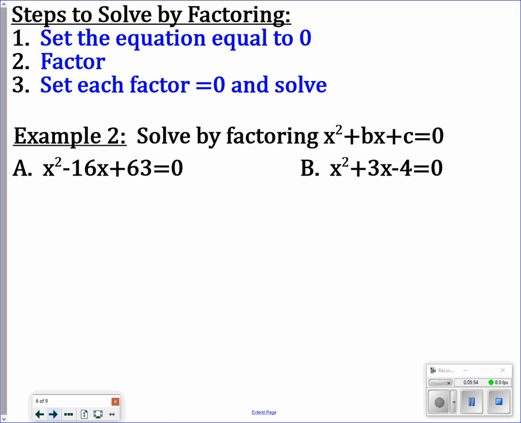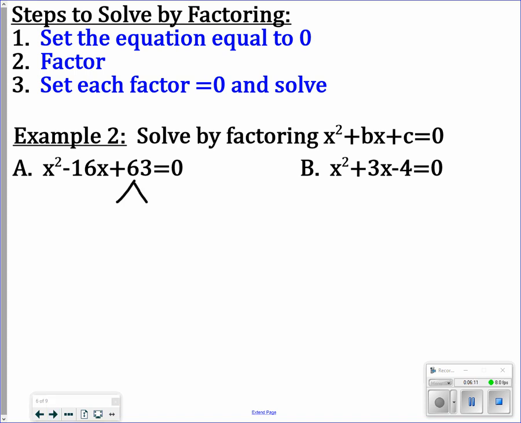Now, how do I solve this? One, make sure it equals 0. Two, factor it. And then three, set the factors equal to 0. So this is not new. This is exactly what we did previously, except now what we are trying to factor is a trinomial.